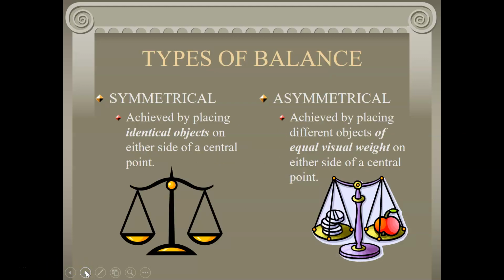There's two types of balance. There's symmetrical, which is achieved by balancing identical objects on either side of a central point. So you have a fireplace, and then you put candle holders on both sides of the mirror. That would be symmetrical balance. Asymmetrical is achieved by placing different objects of equal visual weight on either side of a central point.